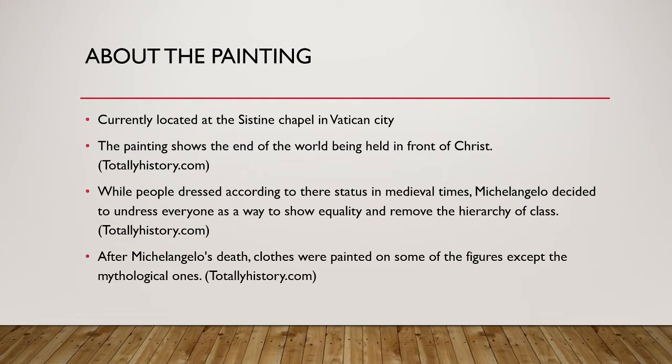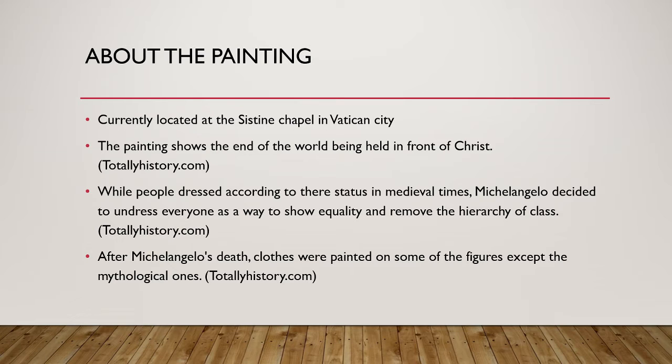According to TotallyHistory.com, this painting is currently in the Sistine Chapel in Vatican City, and the website's version of the iconography states that the end of the world is occurring in front of Christ, and that people on earth are being judged before him. Also, Michelangelo's painting was proven to be very controversial because of how he portrayed the people nude in his painting.